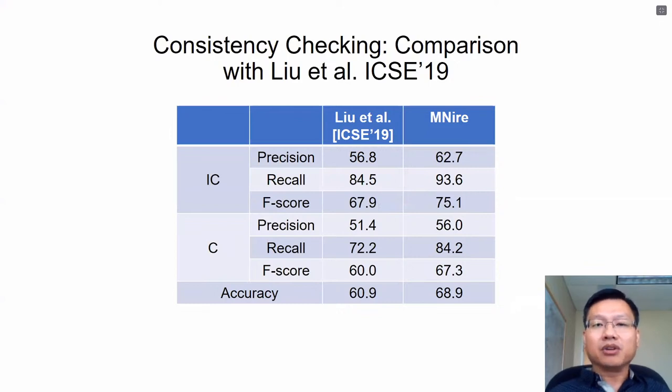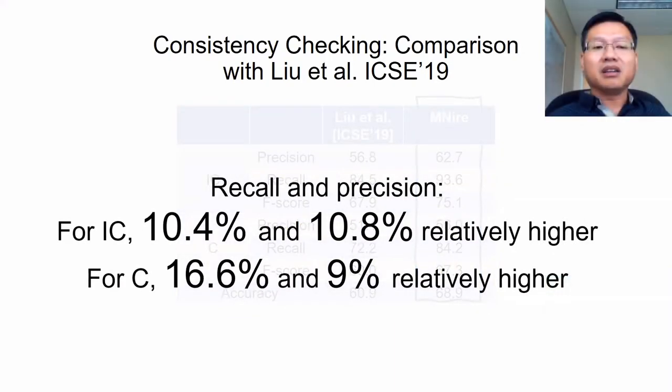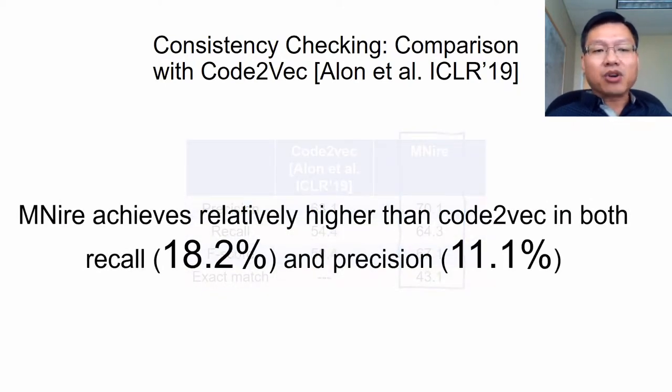And here are the results. In comparison with Liu 2019, we see that our approach improves accuracy from 60% to 69%. Moreover, for inconsistency detection, it is 10.4% and 10.8% higher in terms of recall and precision. For consistency detection, it is 16.6% and 9% relatively higher in terms of both recall and precision. Compared to Code2Vec, we also consistently improve over that approach, with the F-score going from 58% to 67%, recall improved by 18.2% and precision by 11.1%.